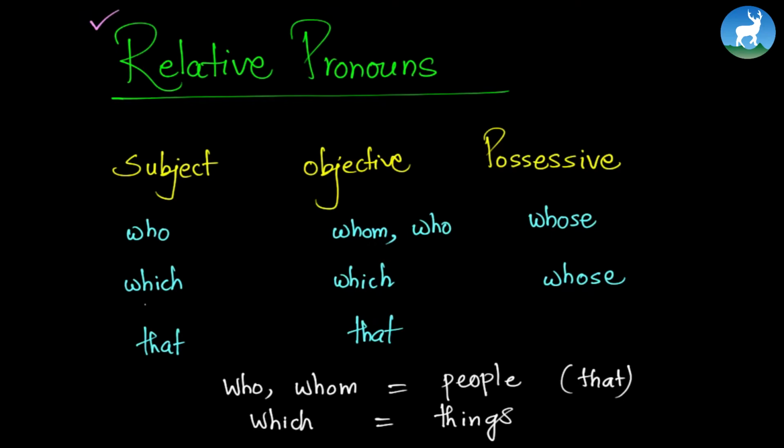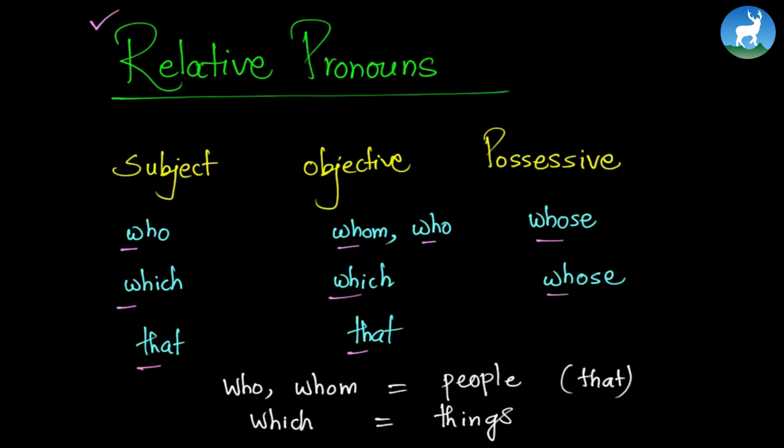In the subject relative pronouns, we have who, which, and that. The objective form of who is whom, or simply who. The objective form of which is which in itself, and the objective form of that is that. If you come to the possessive form, the possessive of who is whose, and the possessive of which is whose.